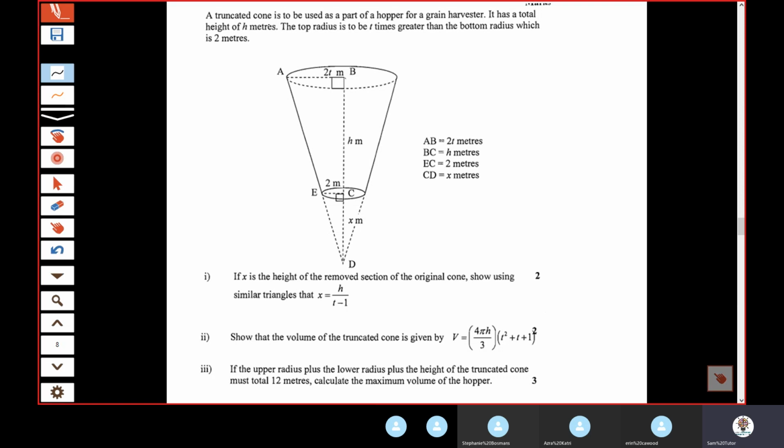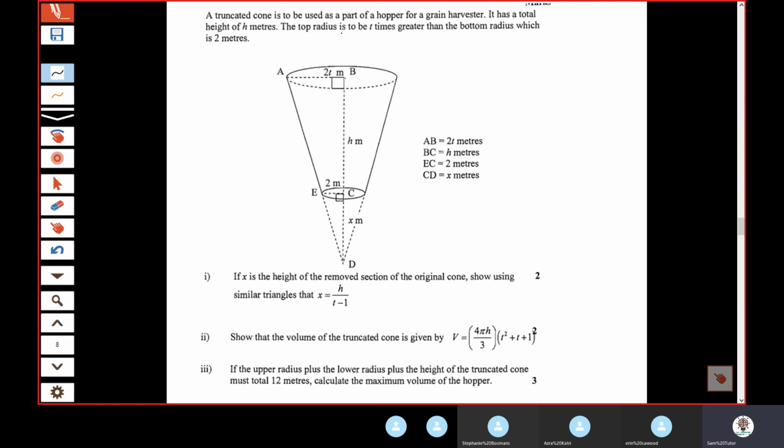A truncated cone, that just means a cone that's been cut off from the top. A truncated cone is to be used as a part of a hopper for a grain harvester. So that just means you put grain in, and it comes out of the bottom. It has a total height of h meters. The truncated cone has height h.